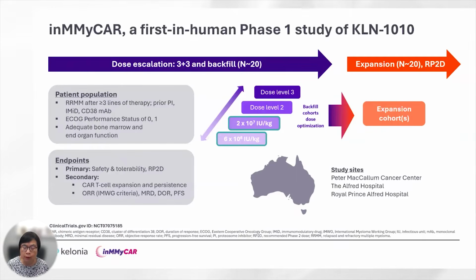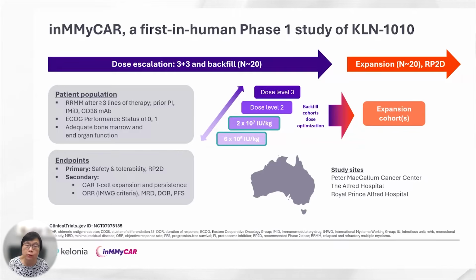So the trial that we performed, as we illustrate on this slide, is called inMMyCAR, a phase 1 first-in-human study whereby patients with relapsed and refractory myeloma after 3 or more prior lines of therapy, including proteasome inhibitor, immunomodulatory drugs, and anti-CD38 antibody, with good performance status and adequate bone marrow and organ function, were treated with KLN-1010. And the design was the standard 3+3, aiming for approximately 20 patients in the escalation phase, followed by an expansion cohort at the recommended phase 2 dose.